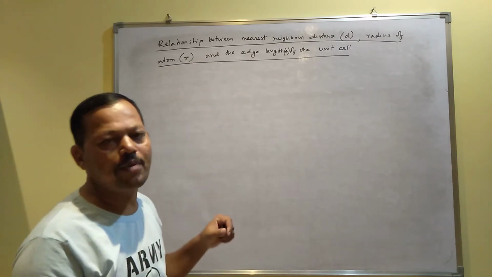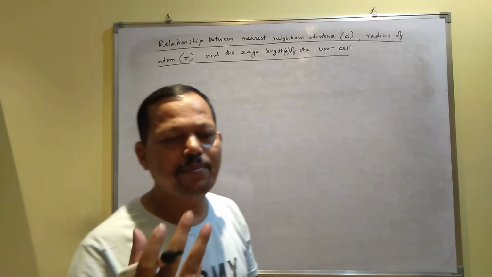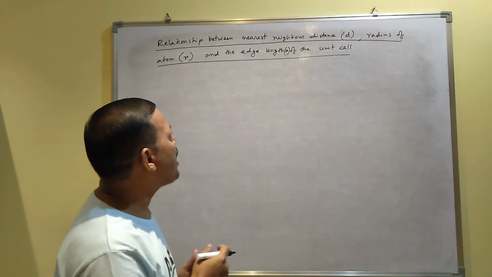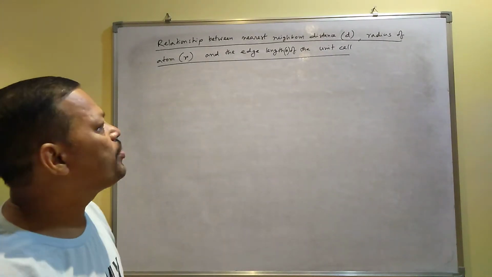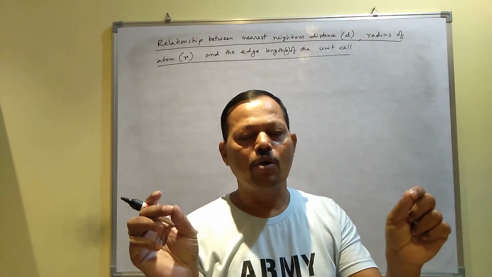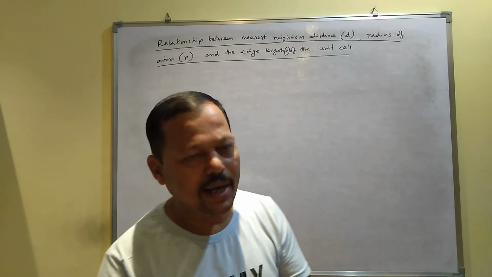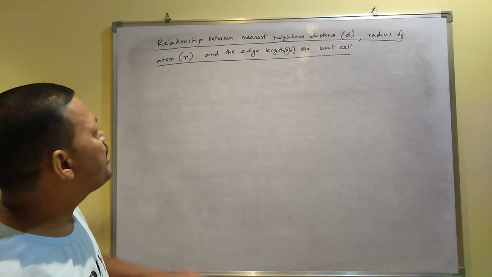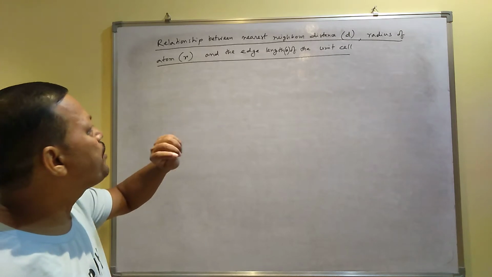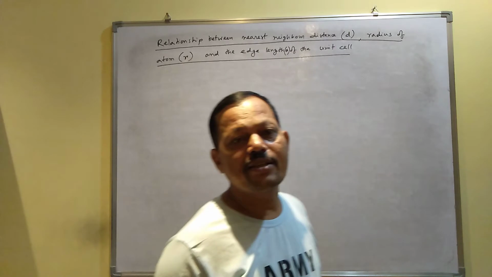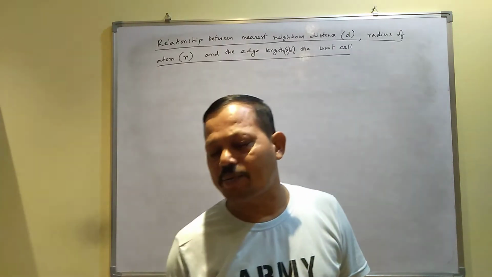Then radius of atom, I mean the radius of particle. As the particles are spherical, you can find out the radius, which is represented by the symbol r, and the edge length of the unit cell. Edge length means from one corner to another corner, what is the distance? That distance is called edge length, and it is represented by a. Now you have to find out the relationship between the nearest neighbor distance, radius, and the edge length of the unit cell. And this relationship will be different for different types of unit cell.